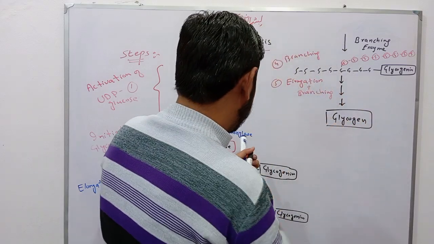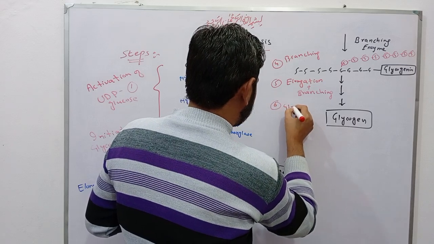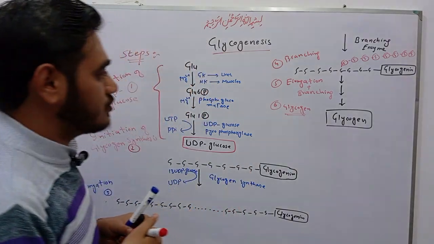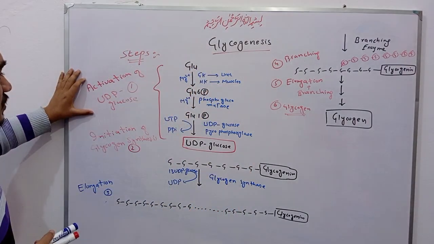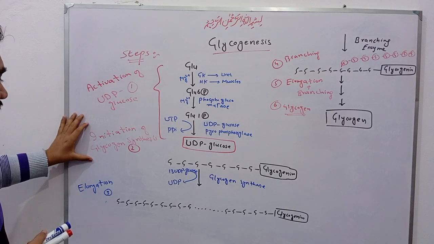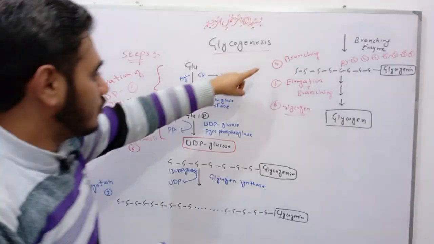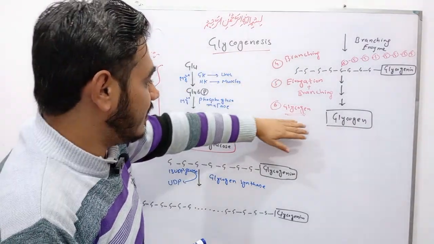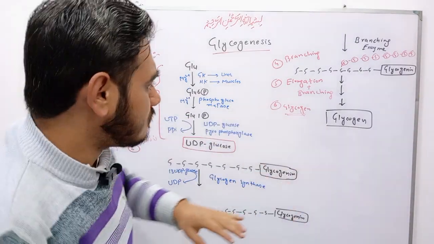The sixth one is the glycogen synthesis. So these are the steps of glycogenesis. The first one is activation of UDP glucose. Second one is initiation of glycogen synthesis. Third one is elongation. Fourth one is branching. Fifth one is elongation and branching. They are repeated again and again until the last one, the synthesis of glycogen.